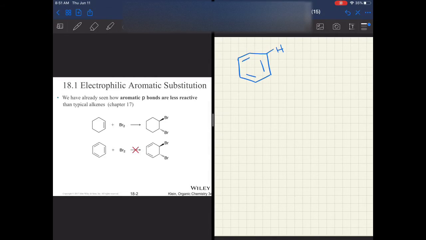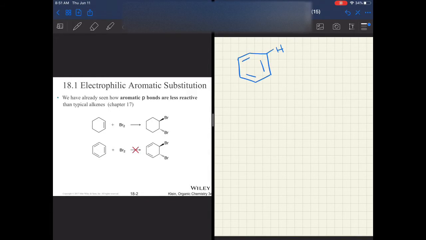Now, when we think about these reactions, we have to remember that benzene is super stable, so it does not react the same way other alkenes react, right? If you add Br2 to an isolated double bond or even conjugated double bonds, you will get the addition of bromine across that double bond. However, if you add that to benzene, absolutely nothing happens.